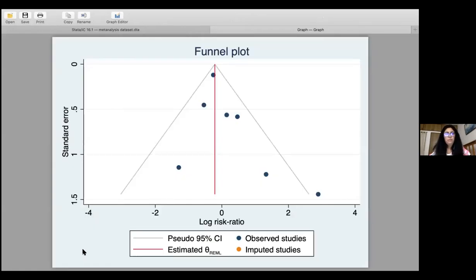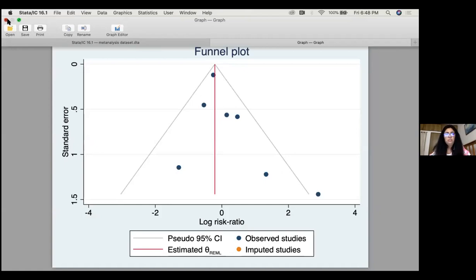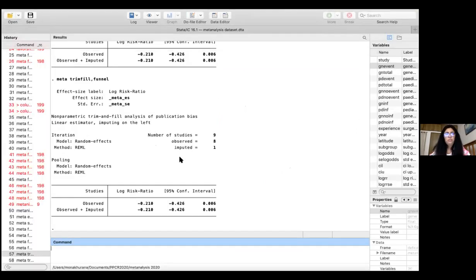So what happened here? Anybody wants to comment? Is there heterogeneity? Since there's no heterogeneity, the orange dots would be the imputed studies. Since there's no heterogeneity here, there's no publication bias. Also, there'll be no studies which have been imputed, right? It says one, but where is it?